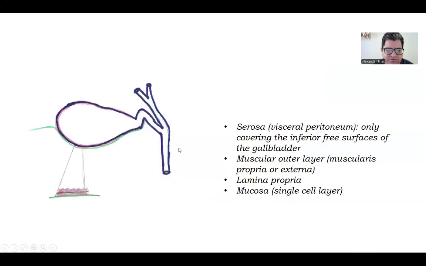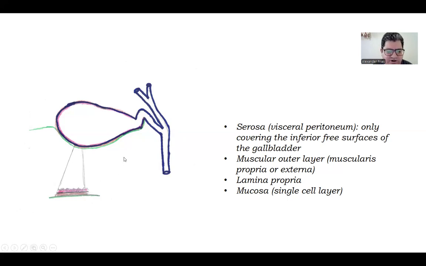Here is a drawing to understand the wall, as a hollow organ has a wall. The gallbladder, as an organ, has a wall. This wall is formed by four layers. The internal layer is the mucosa. You can see it here. What is the function of the mucosa?